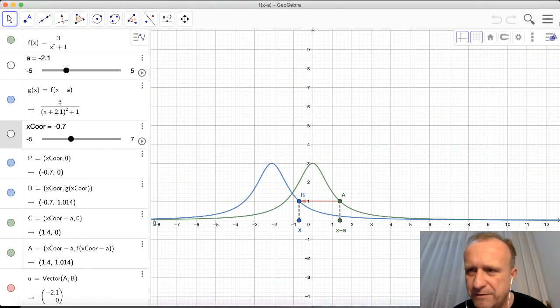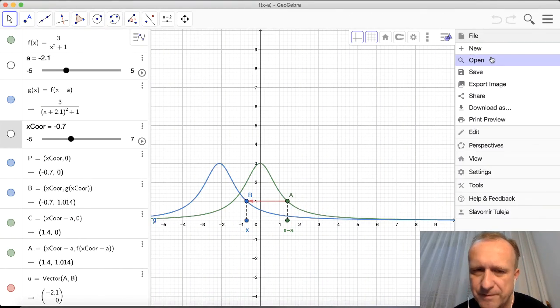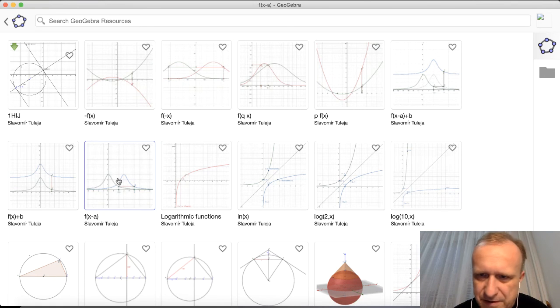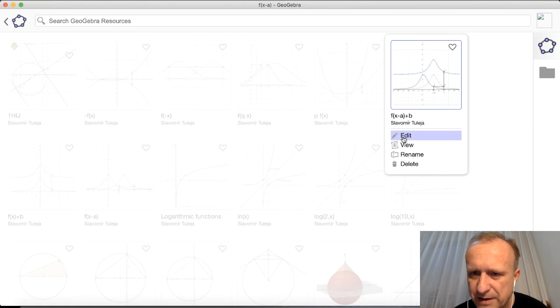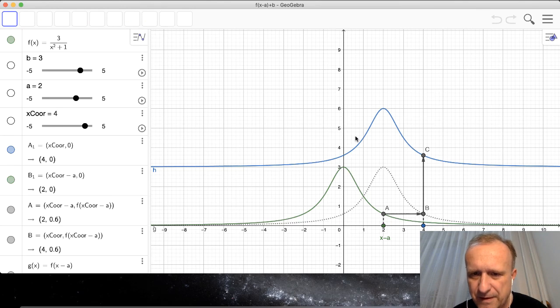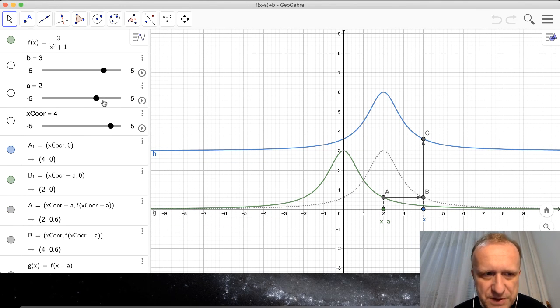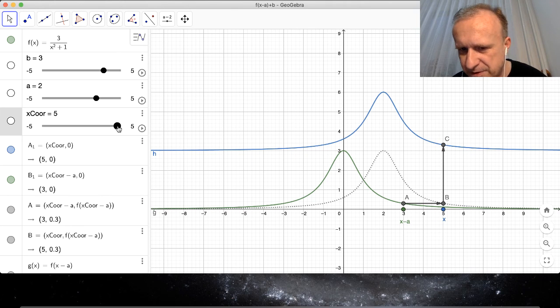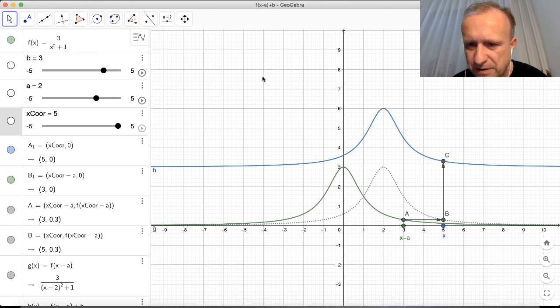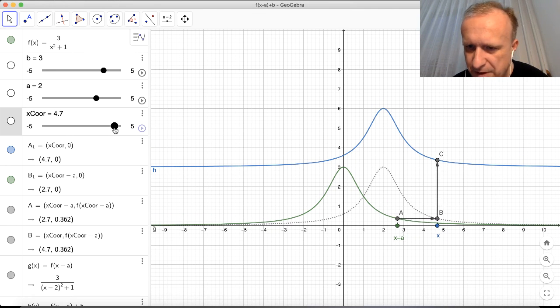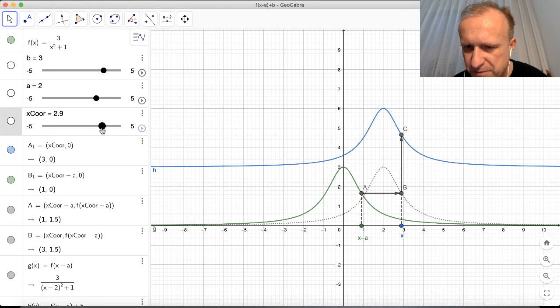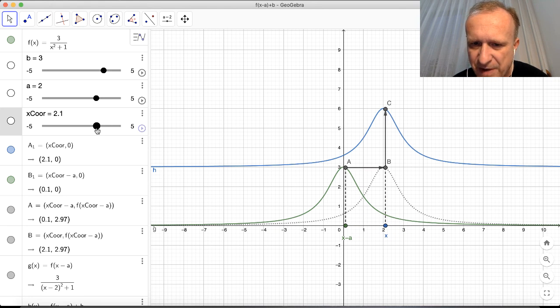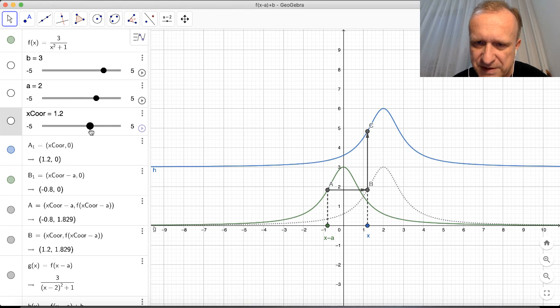So let me find this between my models and I can show it to you. So it should be this one. Okay, edit. So again, let us try to do this. I will change the x coordinate. So this is changed, as you can see. Let me enlarge it a little bit. As I'm shifting the position of this blue dot x, x minus a is shifted with it, and also points A, B, and C.